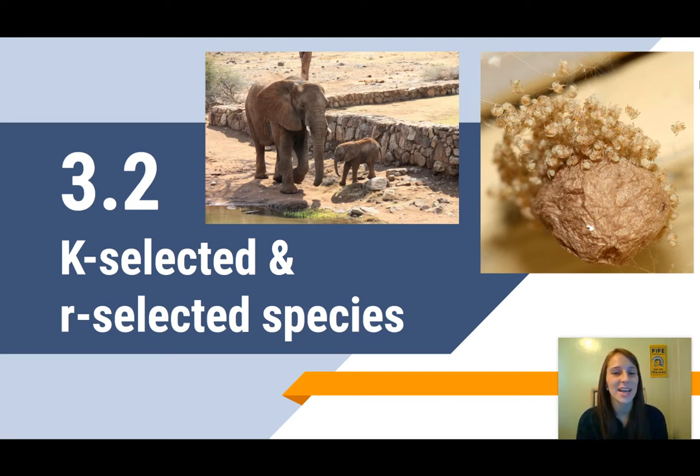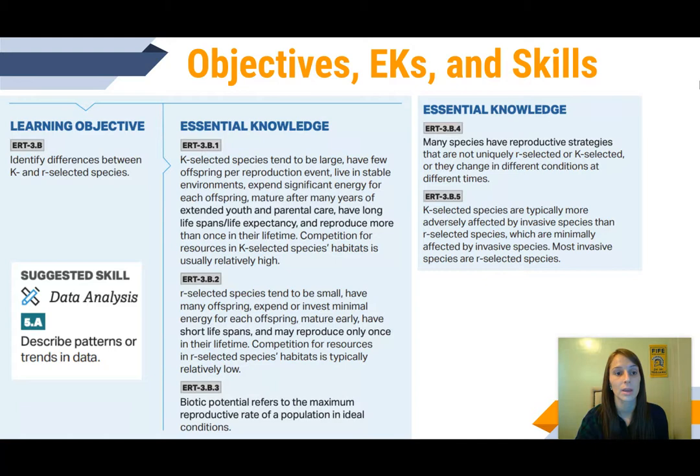Everyone, it's Miss Stewart, and today we're going to be doing notes on section 3.2, which is talking about K-selected species versus R-selected species. The learning objective for today is that you'll be able to identify differences between K and R-selected species.